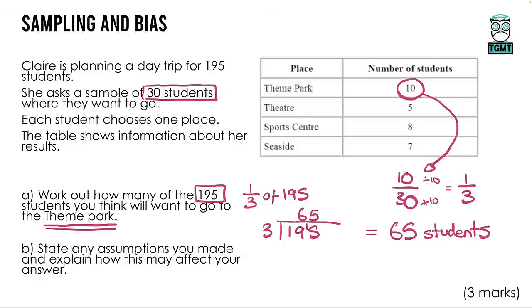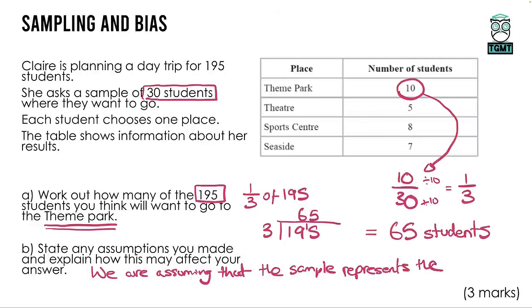For part B, it says state any assumptions you made and explain how this may affect your answer. Now, when we do this, we are assuming that the students in the sample represent the rest of the students that are going on the trip. So we are assuming that the sample represents the rest of the students.